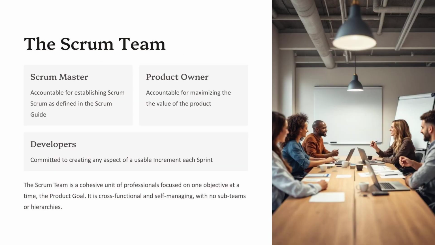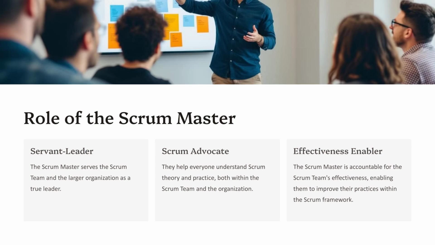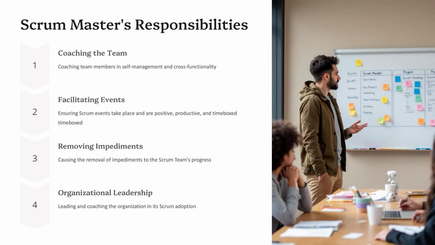The Scrum team. Scrum teams are self-managing and cross-functional teams, comprising 3 roles, which are the Scrum Master, Product Owner, and Developers. Role of a Scrum Master. As a leader, the Scrum Master ensures effective Scrum practices while fostering team improvement and serving organizational needs. The Scrum Master coaches teams, facilitates Scrum events, removes impediments, and leads organizational adoption of Scrum practices.